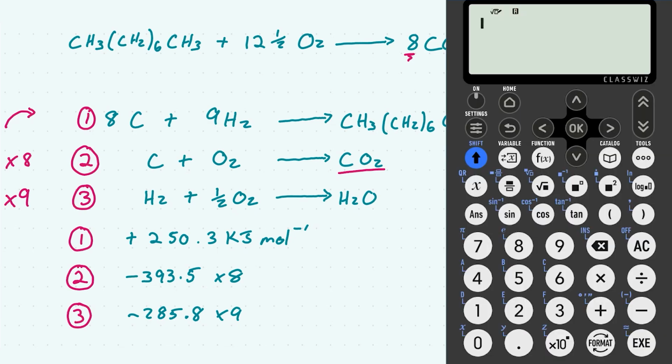So now just throwing this into the calculator. So we have 250.3 kilojoules per mole plus, I'll do brackets here, negative 393.5 times 8, close the bracket, and then plus, bracket again, negative 285.8 times 9. I will calculate this, and we're given a final answer of negative 5,469.9 kilojoules per mole, and that's going to be the answer to this question.